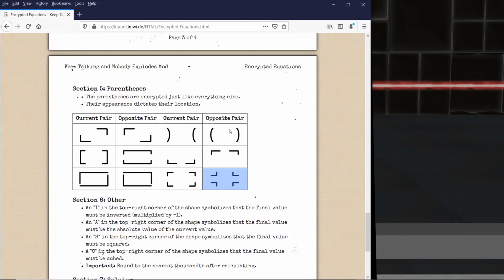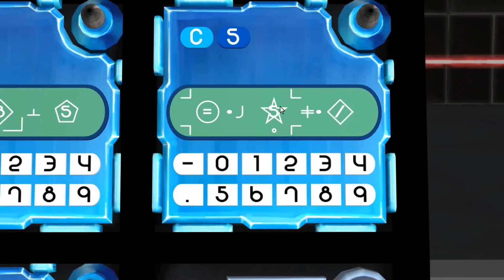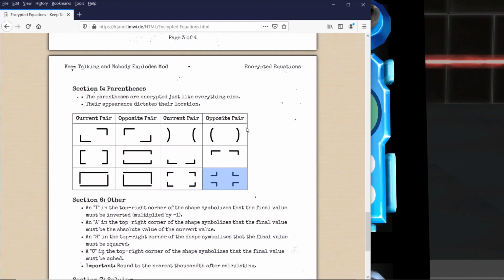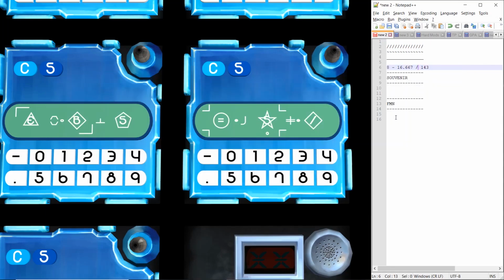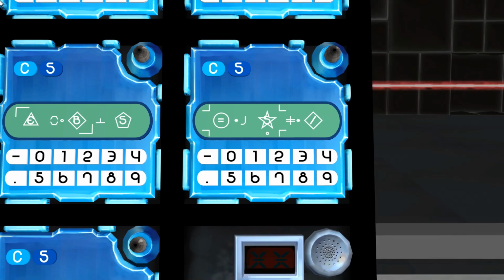So when it says opposite pair, that means we use the other 2 symbols instead of the first one within this pair. And since we do have an opposite pair, we're going to evaluate our middle and our third shape, third value, whatever. English is hard.